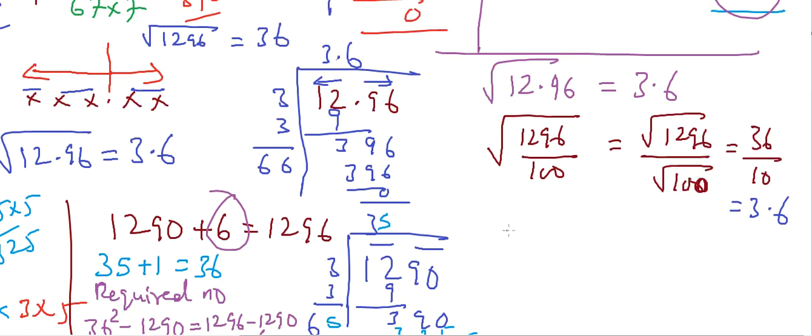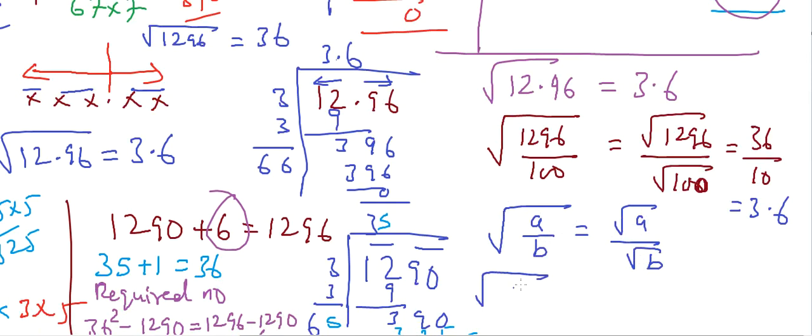In general, the square root of a by b is equal to the square root of a by the square root of b. Similarly, the square root of a into b is equal to the square root of a into the square root of b.